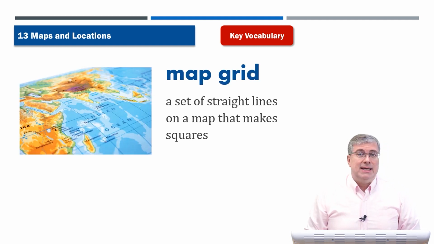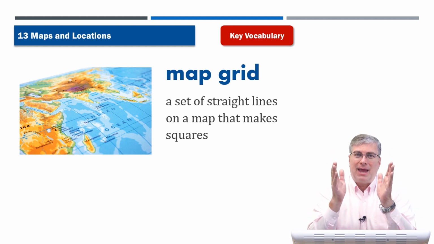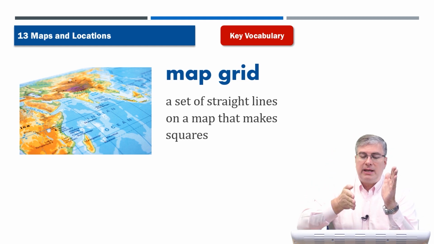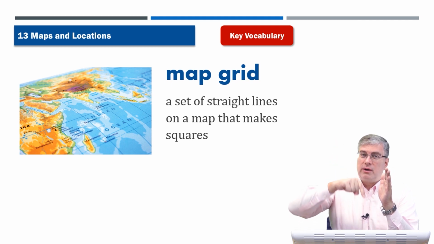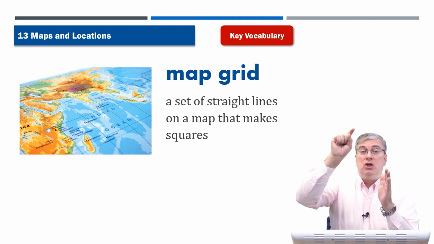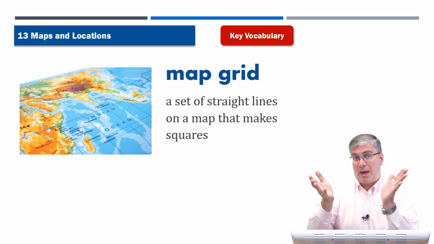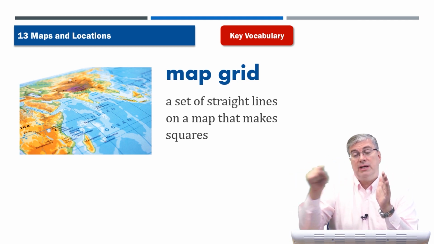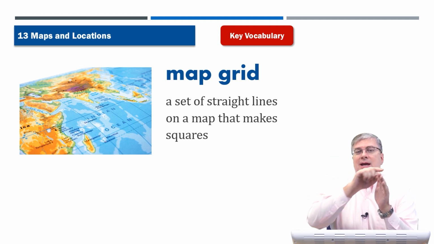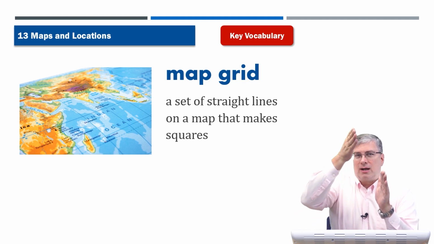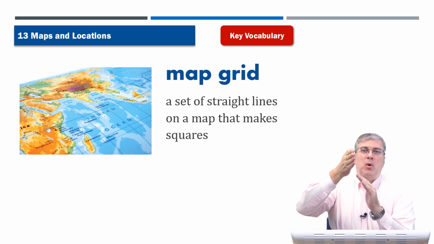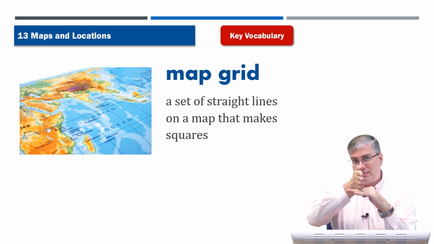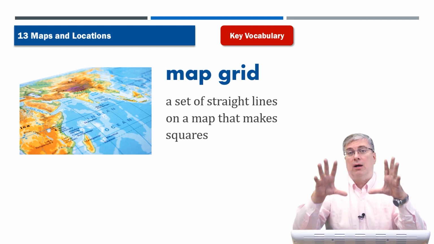Map grid. I just explained that, right? You take a map and you make a set of straight lines on a map that make squares. So you have lines that go up and down, usually north to south, because it's a map. And then you have lines that go from west to east, or east to west, it doesn't matter, south to north. But anyway, you have lines that are perpendicular to each other. That means a 90-degree angle, and they make squares on your map.